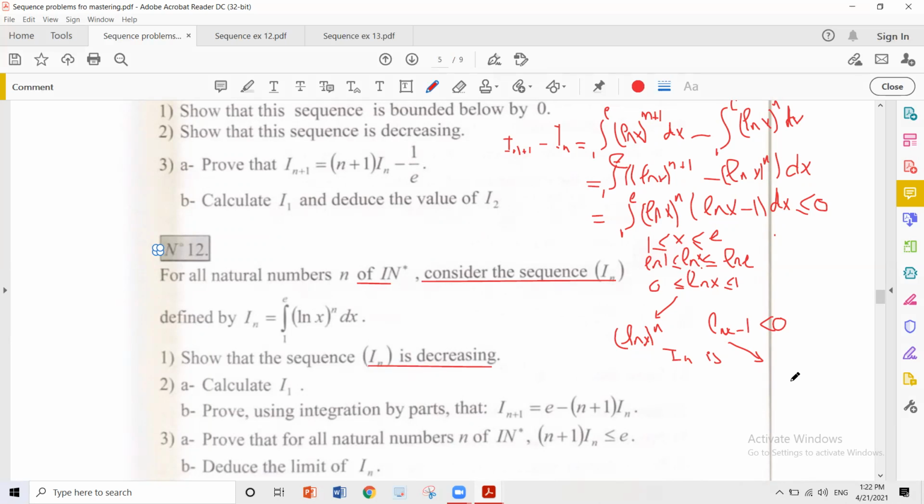Any questions? Teacher, here after that we did power n. Yes, okay. Here you have (ln x) power n multiplied by (ln x minus 1). (ln x) power n is positive and ln x minus 1 is negative.